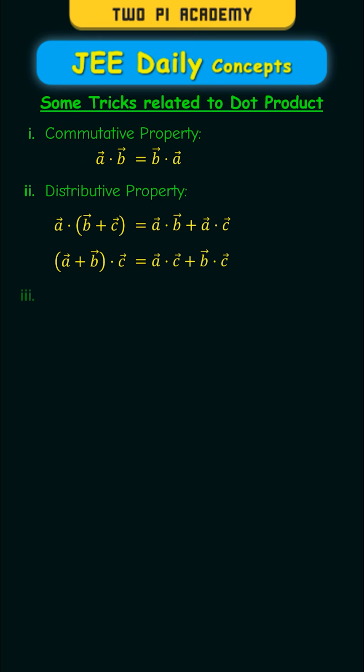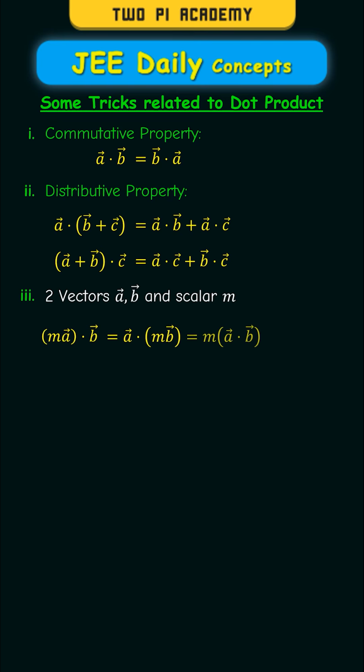And according to the third property, if you have two vectors and a scalar, then you can multiply that scalar with any of the vectors and take the dot product with another vector, or you can multiply the dot product of the vectors with that scalar to get the same result in all the three cases.